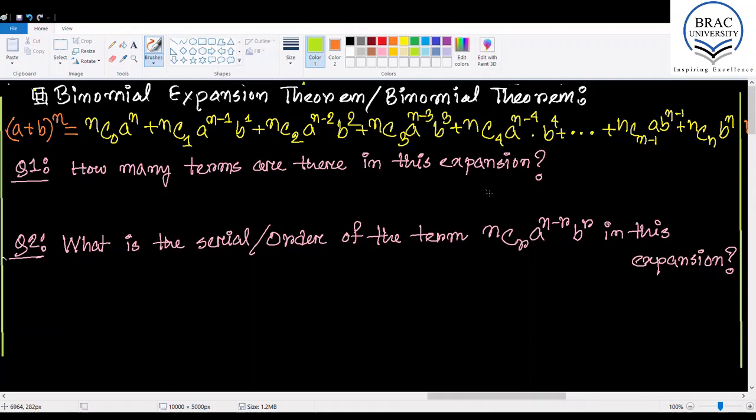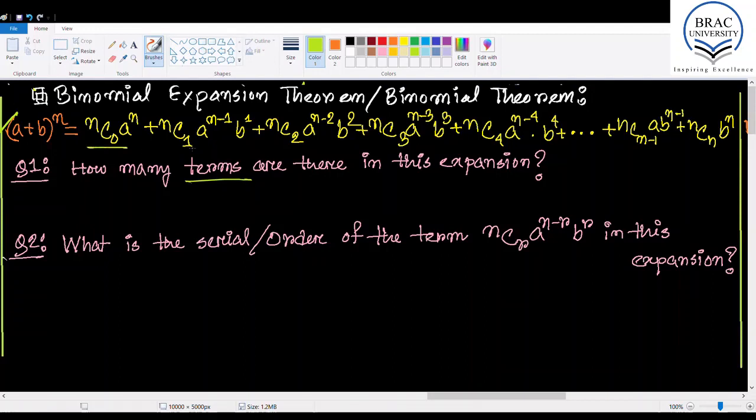Students, in the last segment, we came to know about the binomial expansion theorem, or binomial theorem. This is how it looks. In this segment, we are going to answer some basic questions on binomial theorem and we'll do some maths. So, concentrate. On the basis of binomial theorem, the first question is: how many terms are there in this expansion?